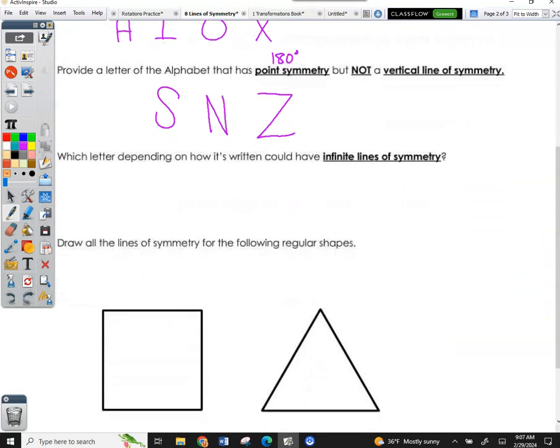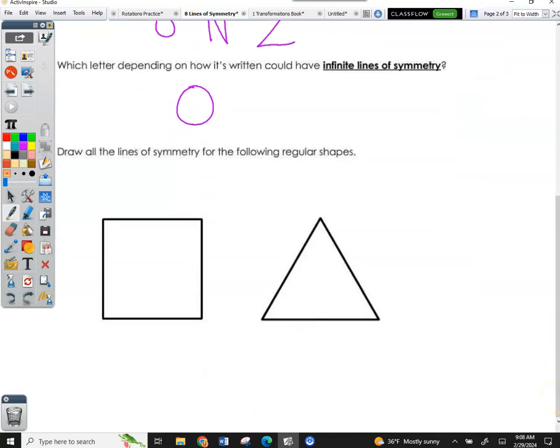What letter, depending on how you write it, could have infinite lines of symmetry? Everybody should have been able to come up with the fact that O has infinite lines of symmetry, as long as you're not writing it as an oval, right? If you wrote it as an oval, then it doesn't work.